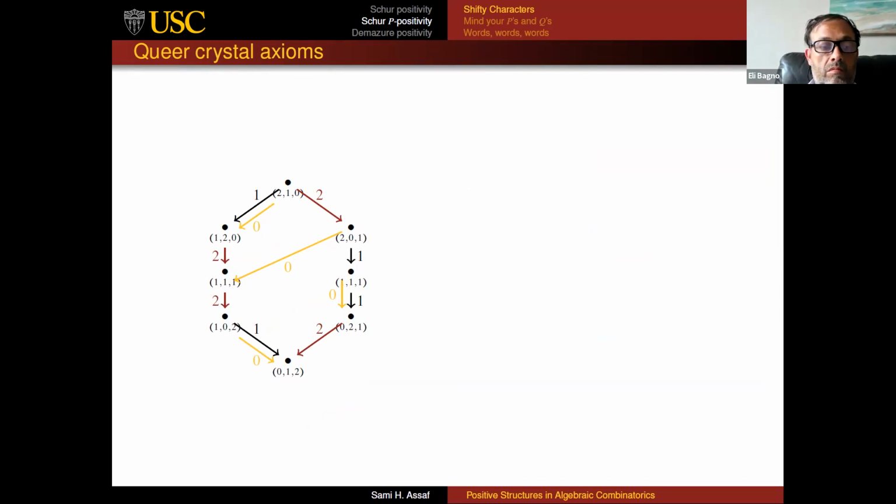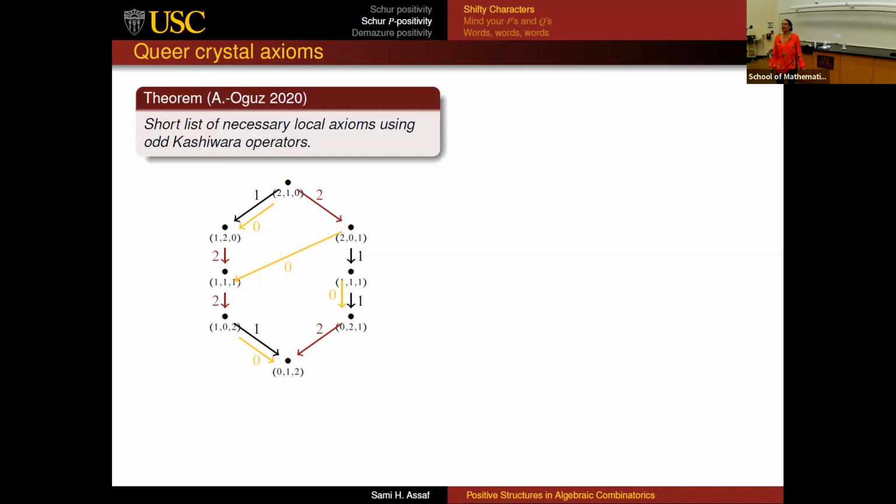Okay, so can we axiomatize this structure? Right, that's the next question. That's how we make the machinery powerful. We get axioms. So my student and I gave a short list of axioms that we were like, I think these do it. They use these odd Kashiwara operators, which are basically you take the 0 edge and you conjugate it by some other edges, and then you get this -1 edge and a -2 edge. We're like, yeah, this works.